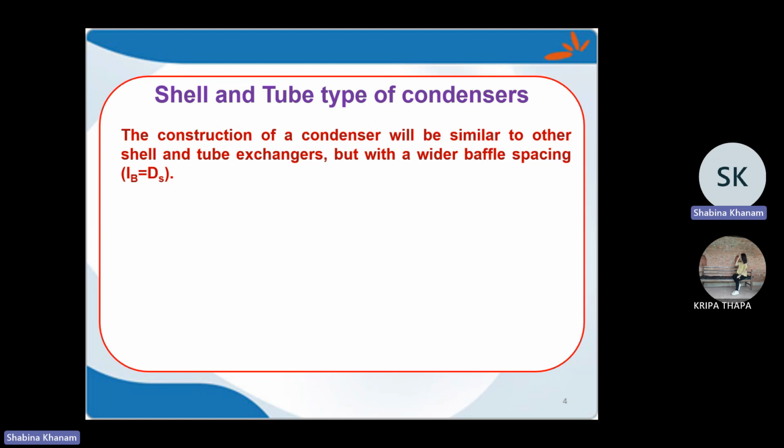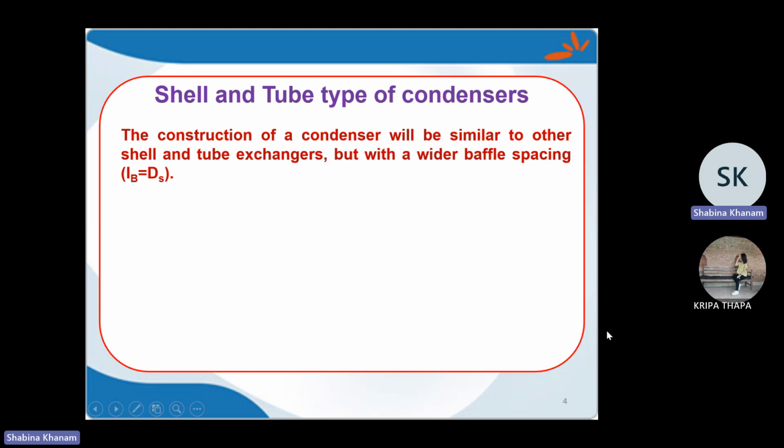Steam takes its space on its own. So when I'm having this wider spacing, it will be easier for vapor to take the place in the shell side and then proceed for condensation. Otherwise, if that will be very less, it is difficult for vapor to move. Okay, that is one thing. So whatever baffle spacing we are considering, that should be equal to shell dia in this case.